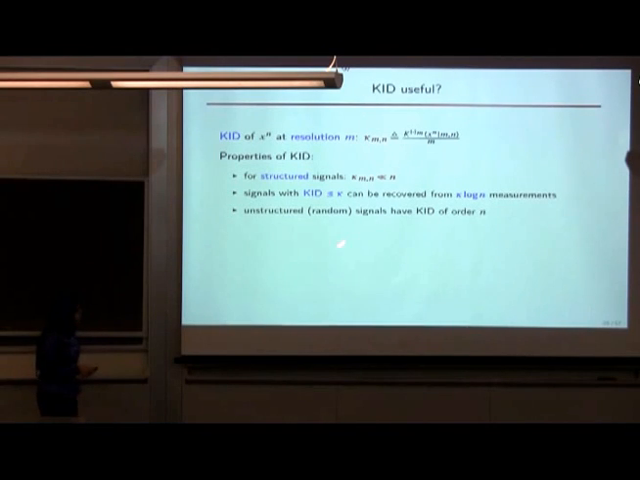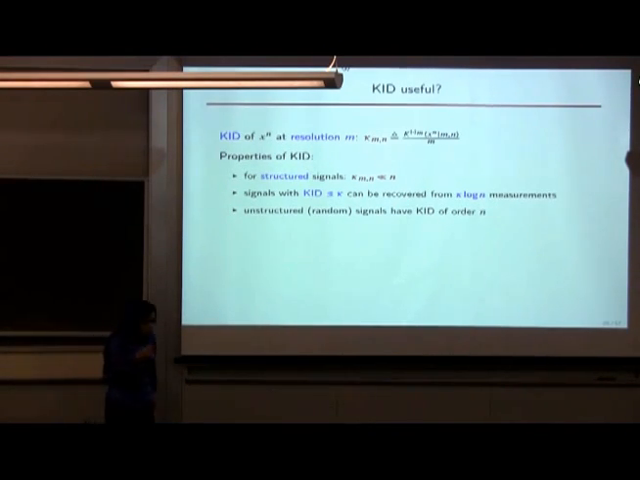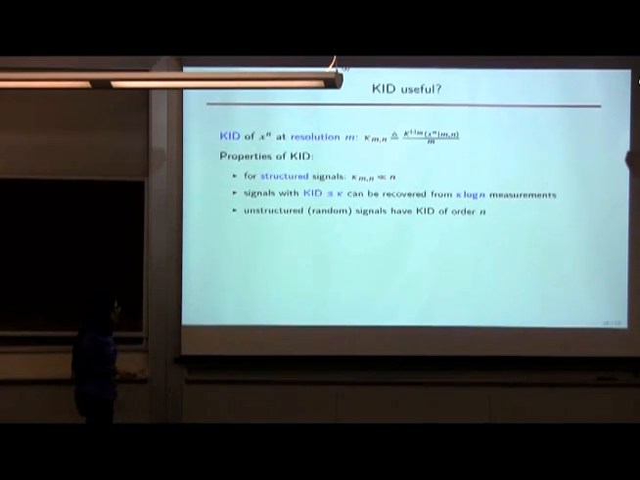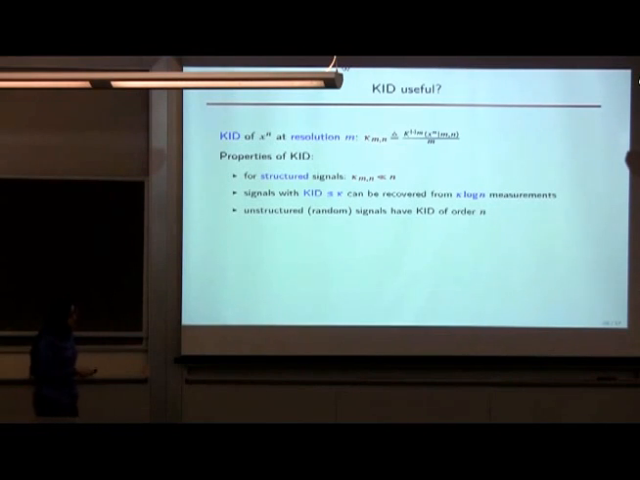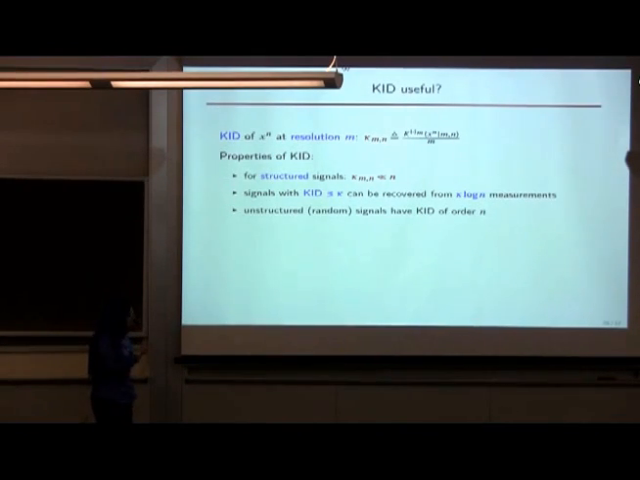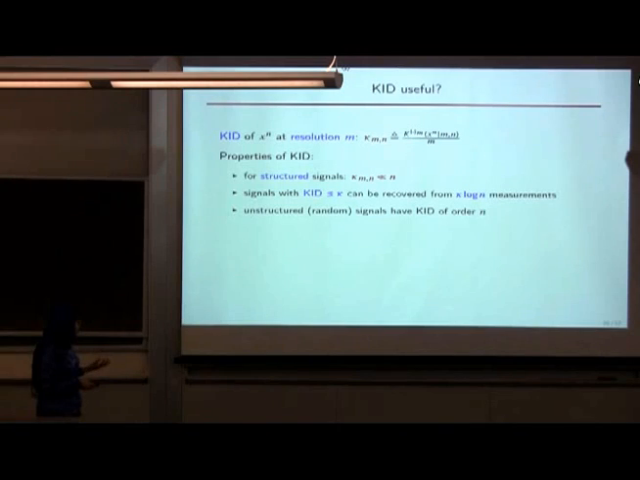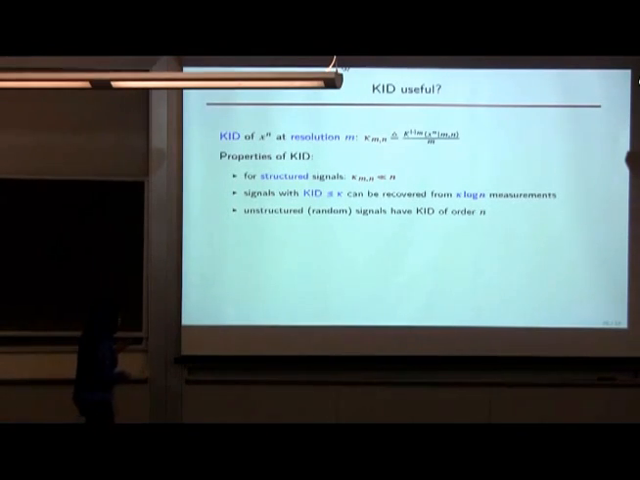So why is it useful? This was the definition. We can prove that for structured signals, this KID is much smaller than n. We expected it to be smaller than n. Remember, for random signals, the Kolmogorov complexity is n. We can prove that if I have a signal that has KID less than kappa, then I can recover it from kappa log n measurements without knowing the underlying distribution or structure. And for unstructured signals, we can prove KID is of order n.